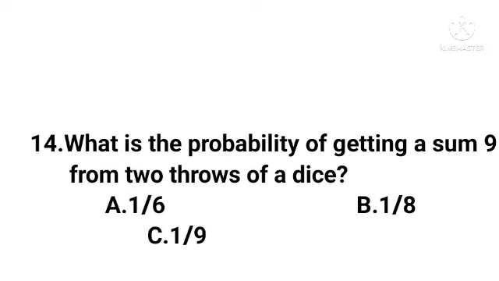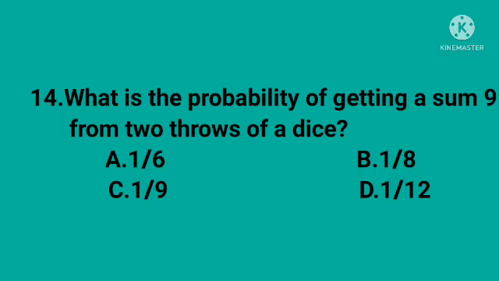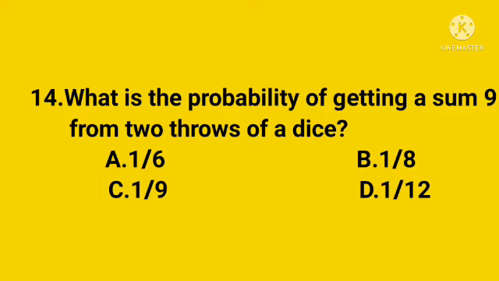Question number 14: What is the probability of getting a sum of 9 from two throws of a dice? A) 1 over 6, B) 1 over 8, C) 1 over 9, D) 1 over 12.